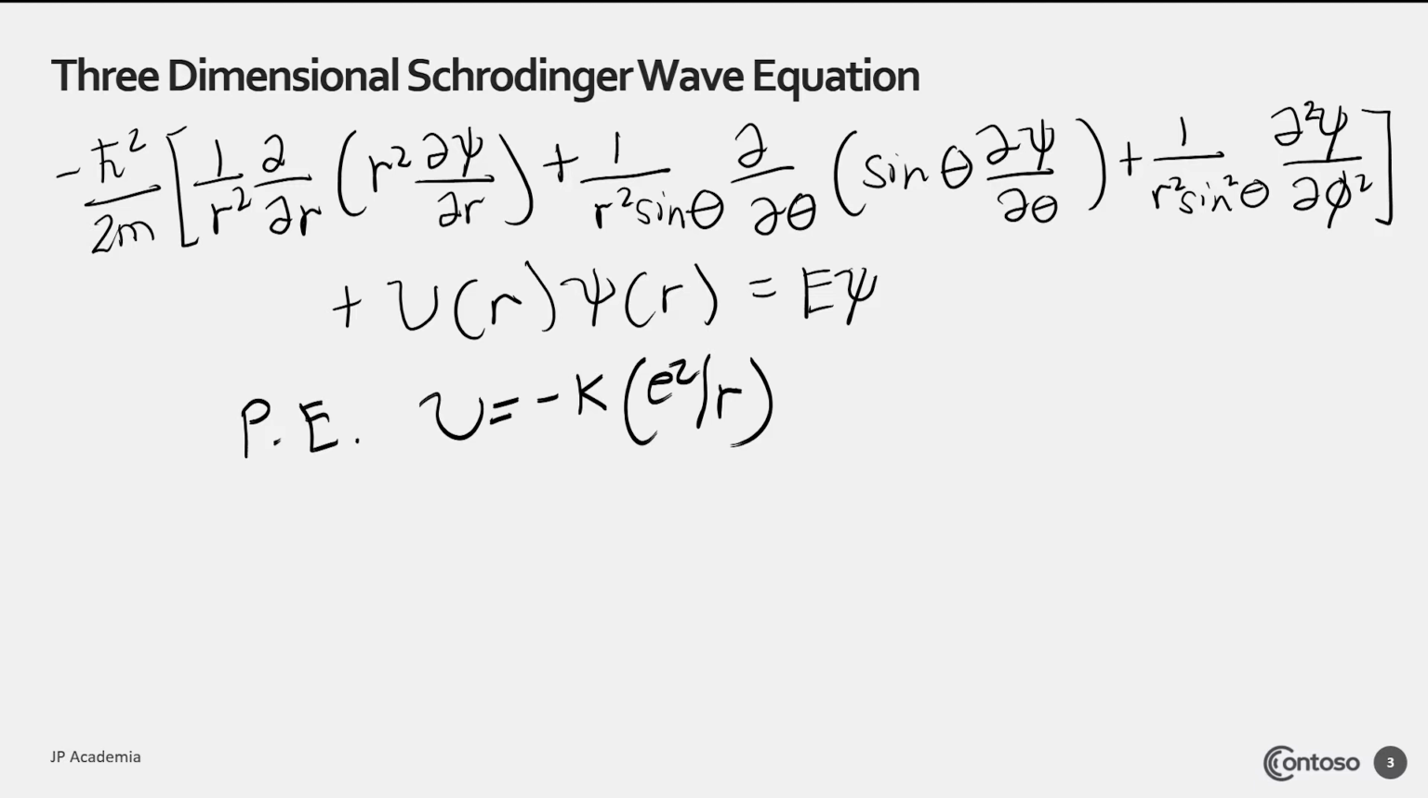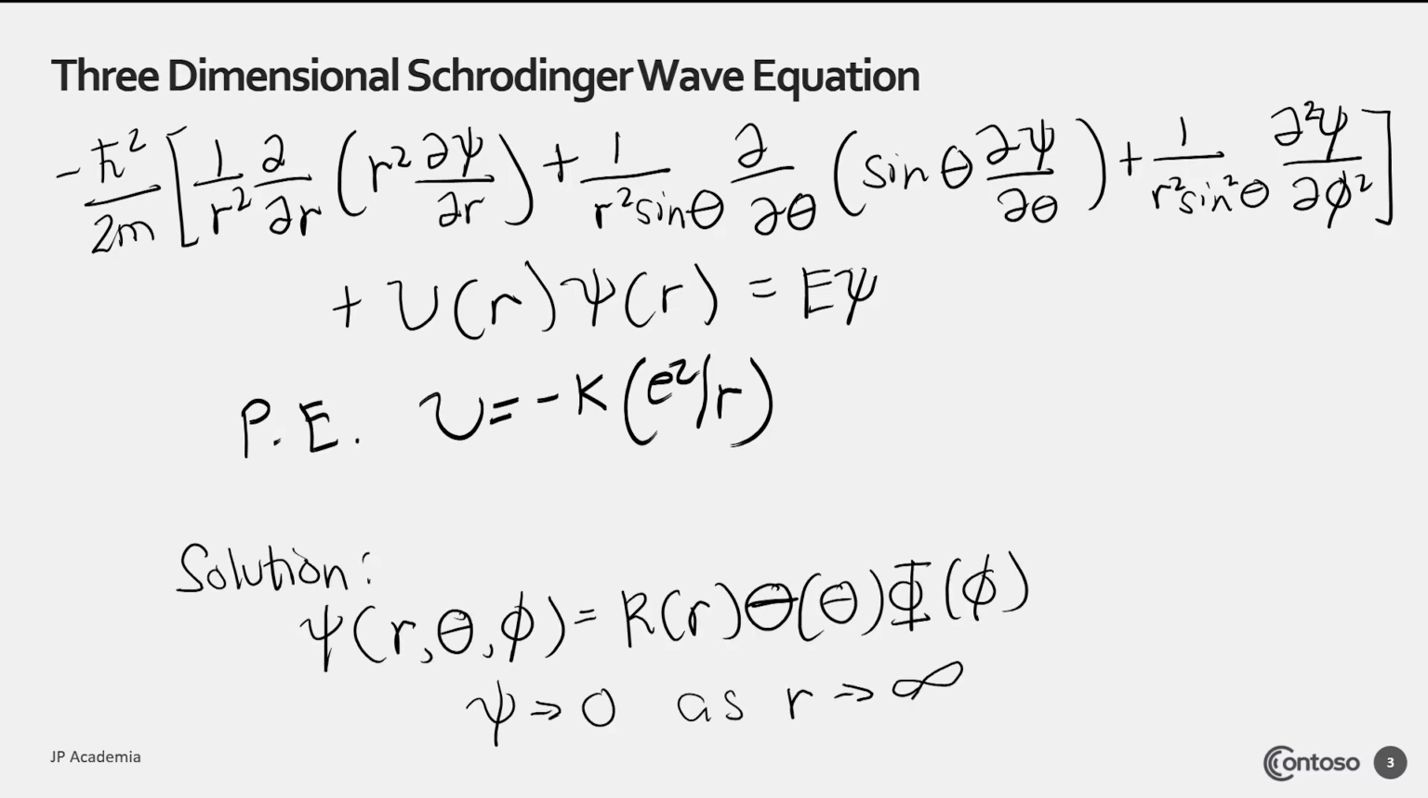I will not show here the complete solution, but it has a form of psi, or the wave function, equal to this product of the radial and the two angular functions, theta and phi. The idea here is the separation of variables. That is the method in solving this quite complicated equation. Let the solutions be single valued, and the wave function approaches 0 as r approaches infinity.